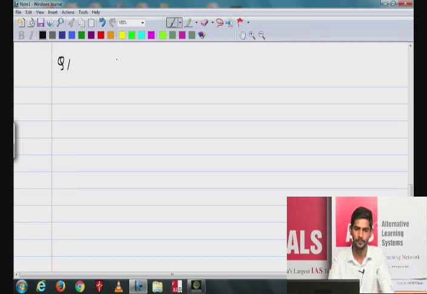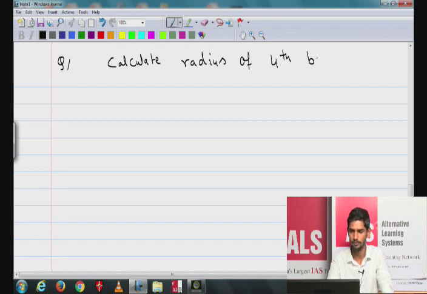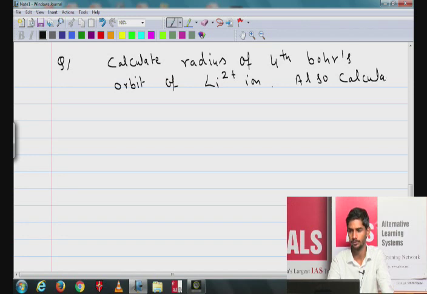Calculate the radius of the fourth Bohr's orbit of the Li 2+ ion. Also calculate the energy in this orbit.